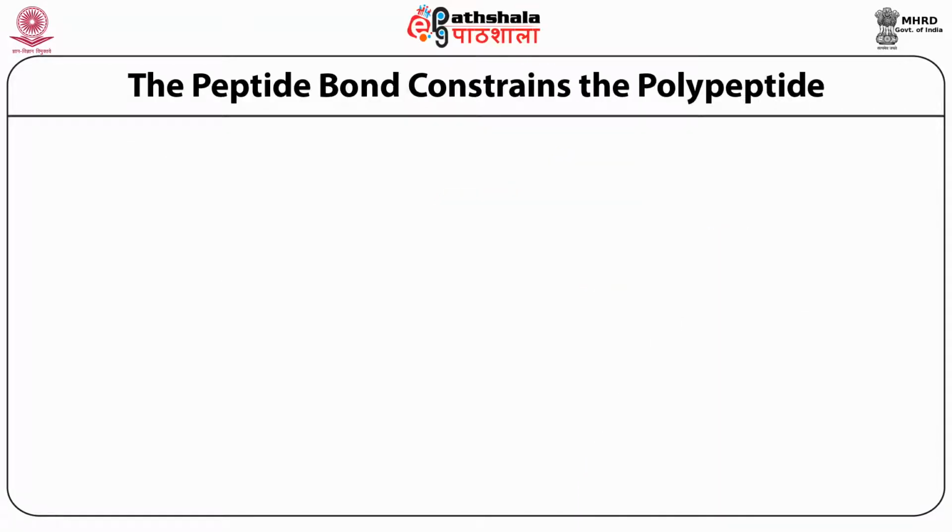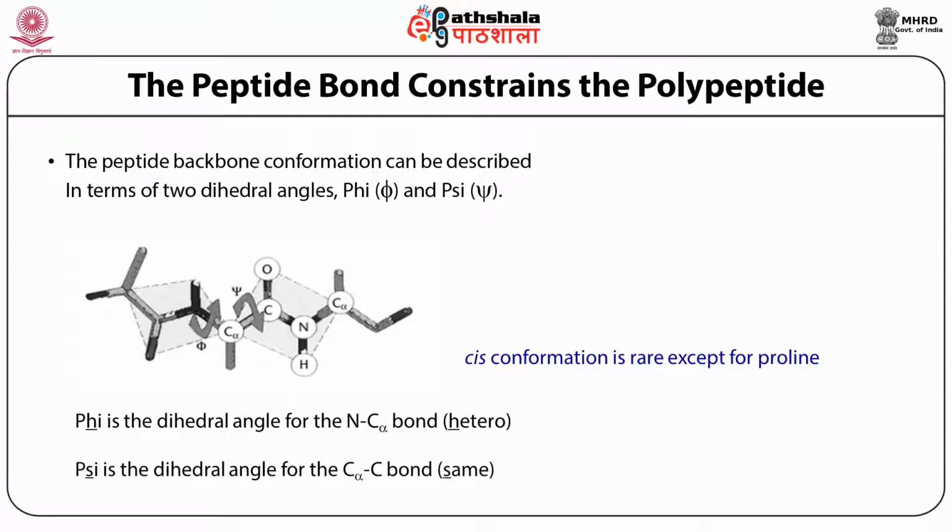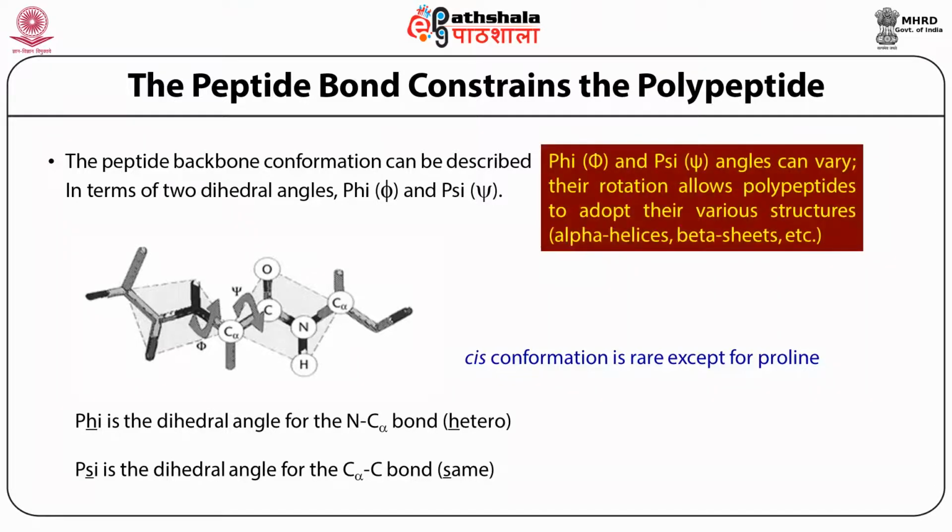The peptide bond constrains the polypeptide chain. The peptide backbone conformation can be described in terms of two dihedral angles known as phi and psi. The phi is the dihedral angle between the N and C alpha bonds, while the psi is the dihedral angle for the C alpha and C bonds. The phi and psi values can vary, and their rotation allows the polypeptide chain to adopt various structures such as alpha helices, beta sheets, etc.